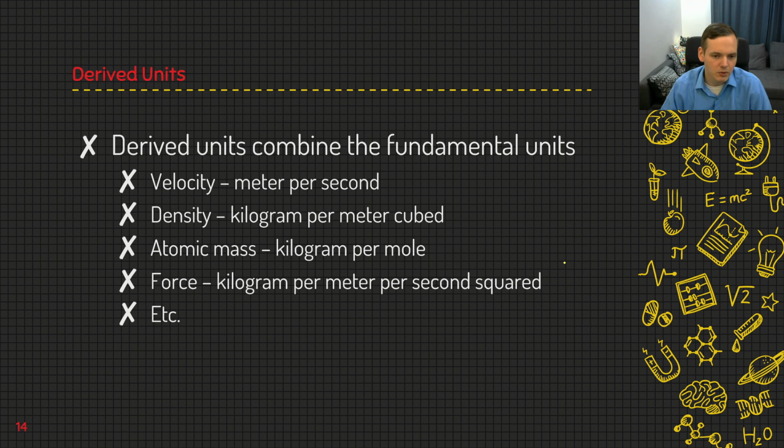So for example, you've got velocity, which is measured in meters per second. You've got density, which is measured in kilograms per meter cubed. You've got atomic mass, which is measured in kilograms per mole. Force, which we'll see as kilogram meters per second squared. And the list goes on and on. So everything that we talk about in physics will have some sort of units that are either a fundamental unit or some combination of fundamental units known as a derived unit.